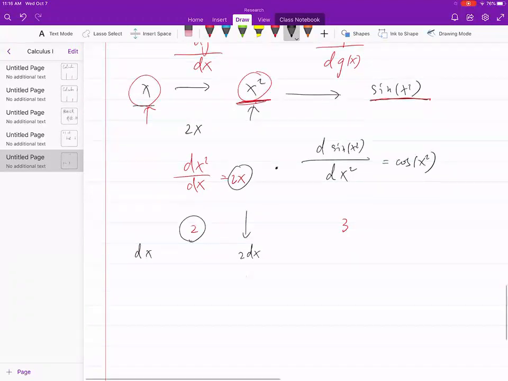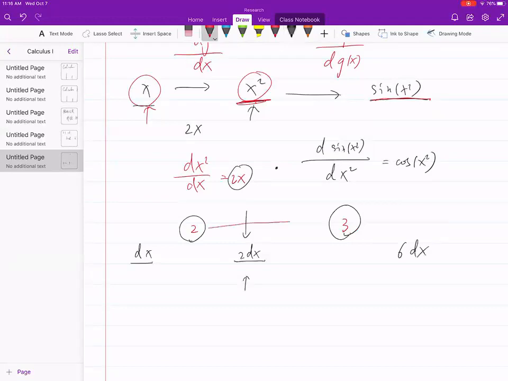Now, if this thing changes a little bit, this thing triples the size. But this thing doesn't triple the size of dx. It triples the size of what has already been doubled, which gives you 6 dx. From here, you can see you should really multiply these two numbers together to get the final ratio from the beginning. Sounds good? That's the idea. That is called the chain rule.